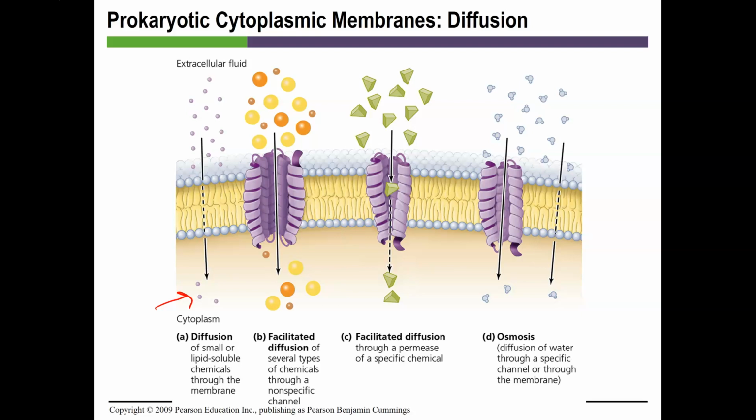That's diffusion. Facilitated diffusion requires a channel that will allow certain molecules to cross. It might let several different types of molecules cross, as shown in this image, when we see different colored dots moving across. We can have a more specific type of facilitated diffusion where only one type of molecule can get across, but these are similar types of scenarios.